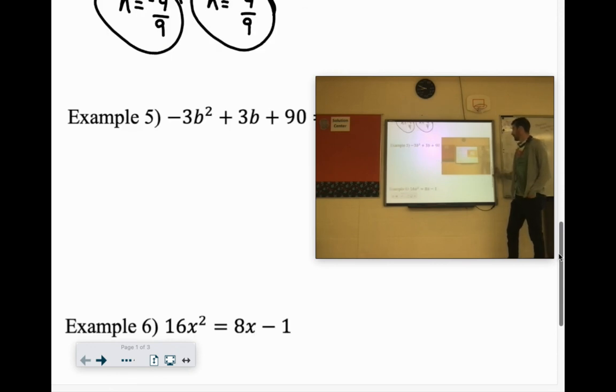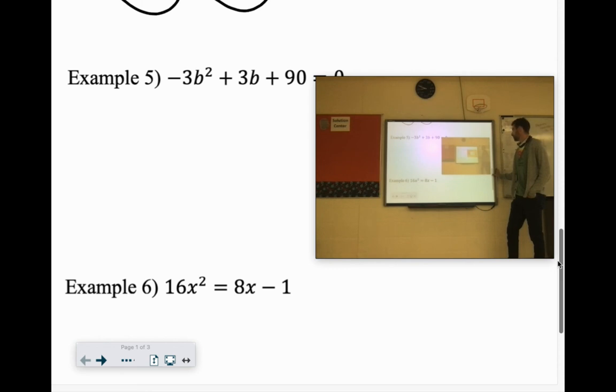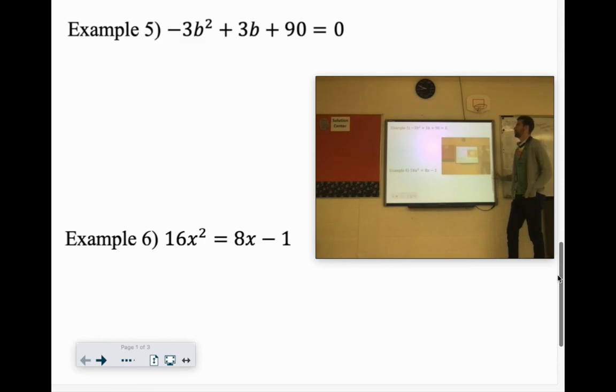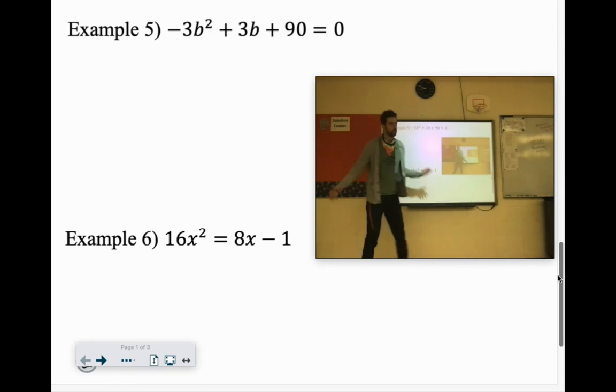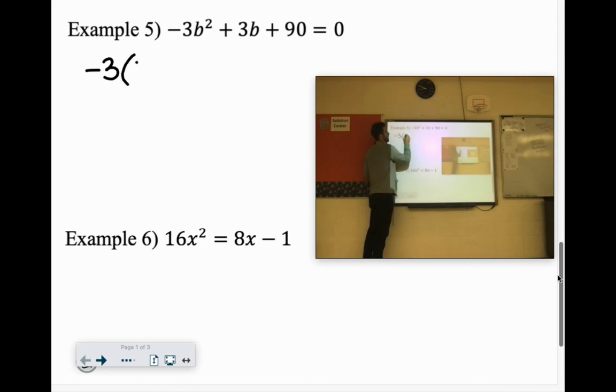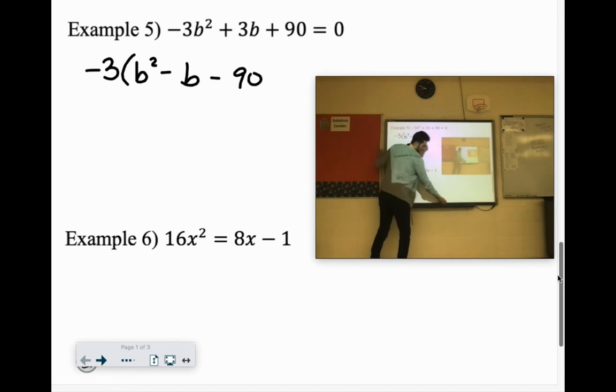Always look for a common factor. Negative 3b squared plus 3b plus 9 equals 0. The first term is negative, so we have to factor out a negative. Also, 3 goes into all of these. So if we factor out negative 3, we have b squared minus b minus 30. Whoops, not 90, 30.